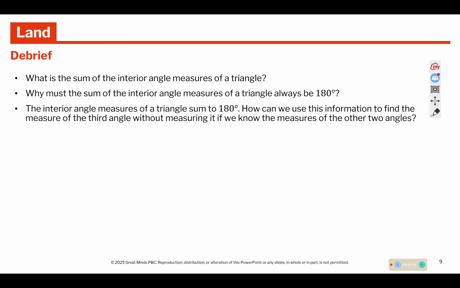The whole point of this lesson was to show that all the angles inside of a triangle add up to 180, regardless of the type of triangle. It doesn't matter if it's a right triangle, an acute triangle, an obtuse triangle, an isosceles triangle, an equilateral triangle. All triangles, interior angles add up to 180 degrees.